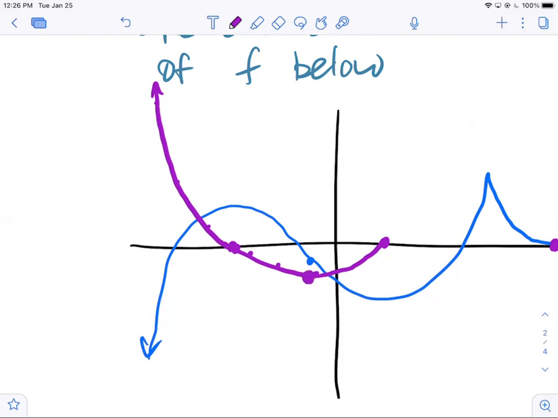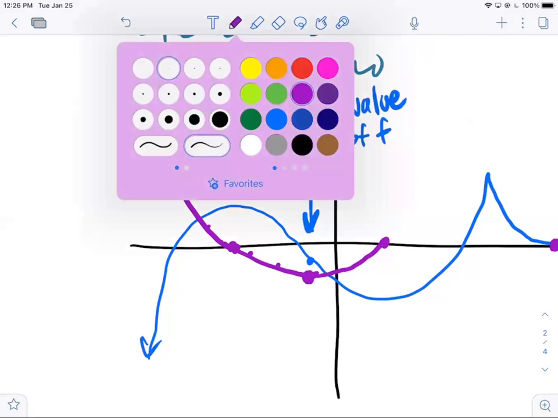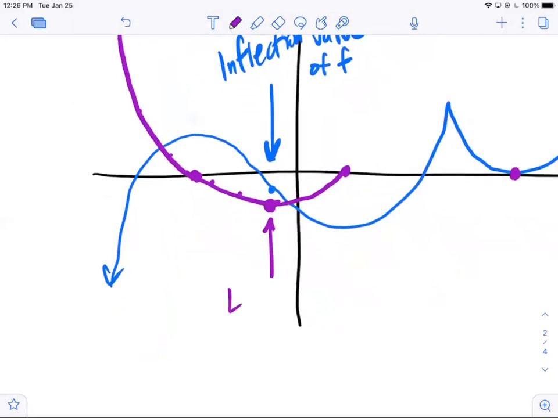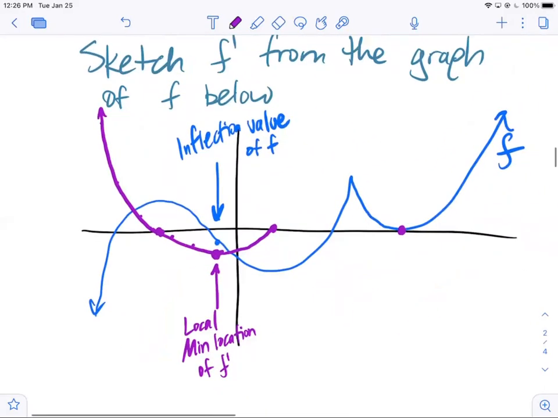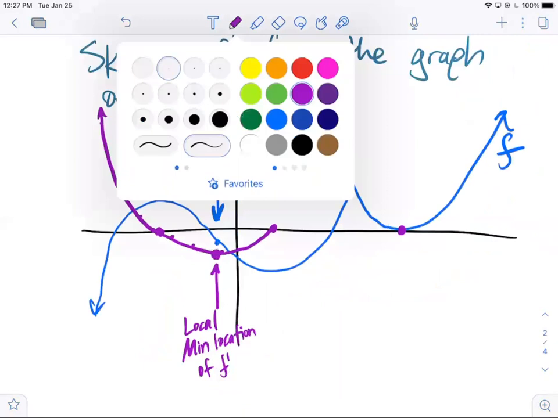So what's important then is that on the blue graph of F, the point where the slopes are the steepest ends up being a what point of F? It's an inflection value, right? This inflection value of F, and the value is the X location, right? The inflection value of F ends up being, in this case, the local minimum location of F prime, okay? Now, how low do we go? We don't know. Yours might be lower than mine, might be a little bit bigger. That's all qualitative, right? Subjective, but the X should correspond.